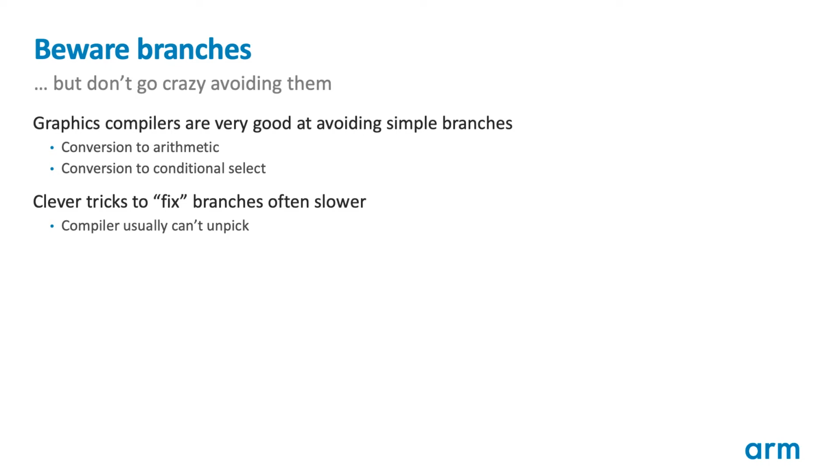Graphics compilers are very good at replacing small branches with arithmetic-based alternatives or conditional selects. If you are not too sure, use a tool such as the Mali offline compiler to check if your shader really has a problem that needs solving.